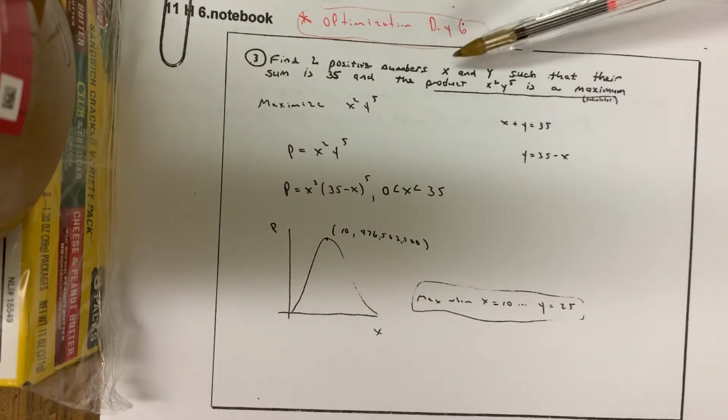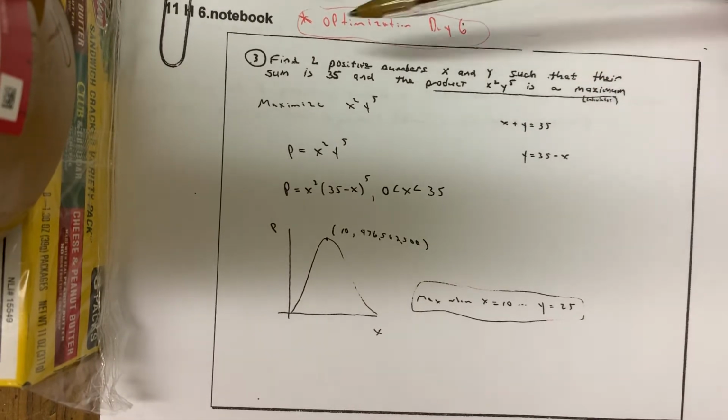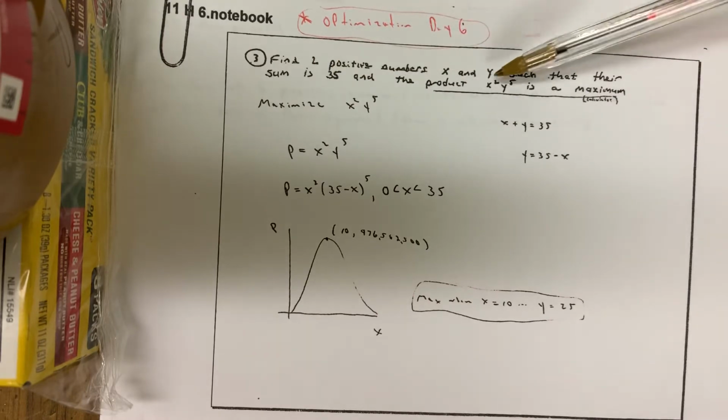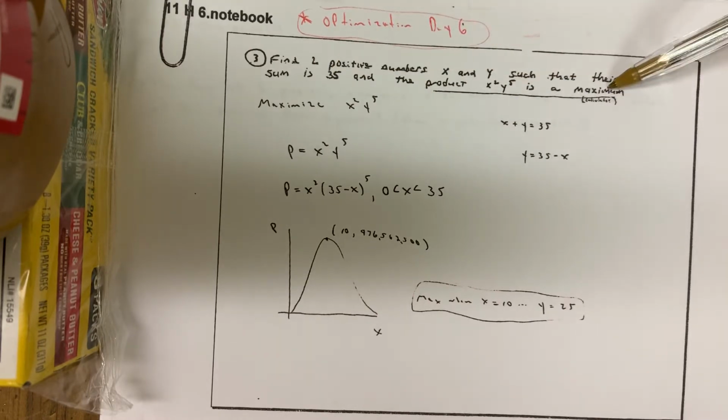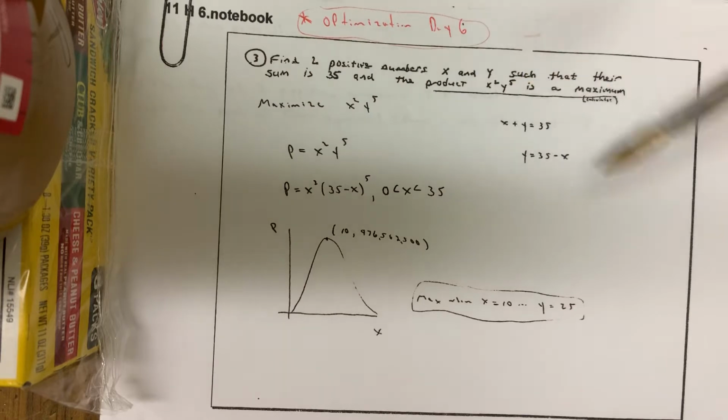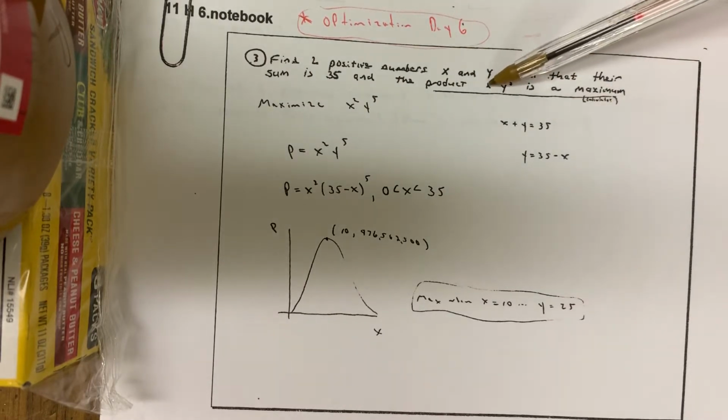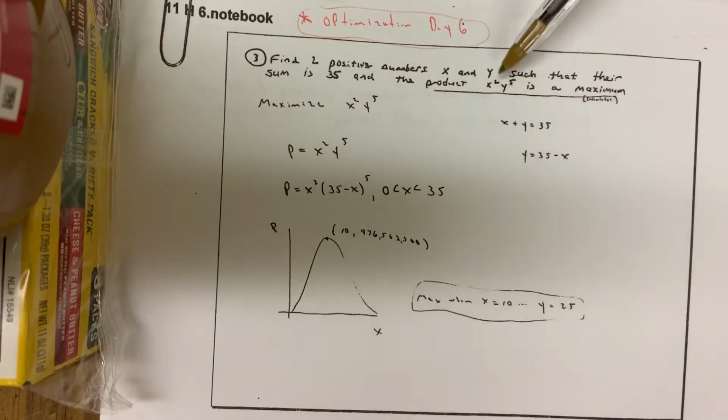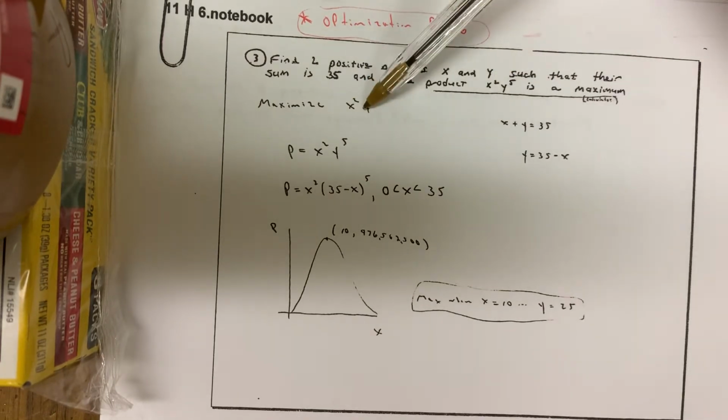Find two positive numbers, x and y. They're telling you what they are, such that their sum is 35 and the product x squared y to the 5th is a maximum. Okay, so look, that's a weird product. There are different types of products, okay? It's not always just a number times another. It may be a number squared times a number to the 5th power. So you want to maximize that product x squared y to the 5th.